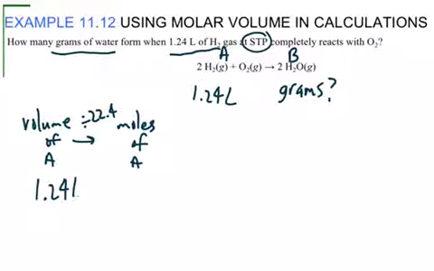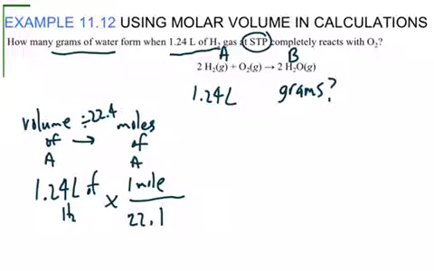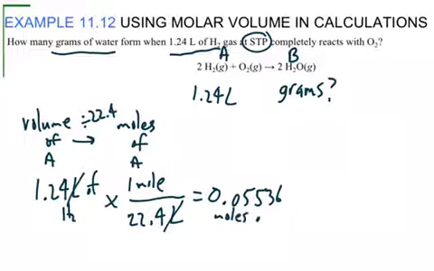You got 22.4 liters of H2. If you set it up, for every 1 mole, there are 22.4 liters. That lets liters cancel. Notice what I'm doing. I'm dividing this time. So you get 0.05536 moles of A, which is hydrogen.